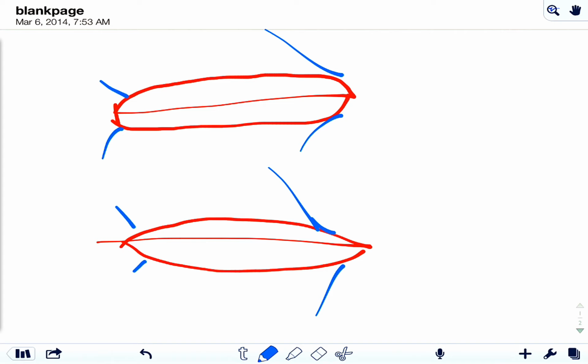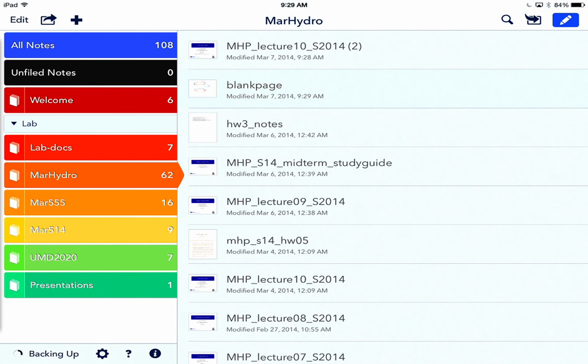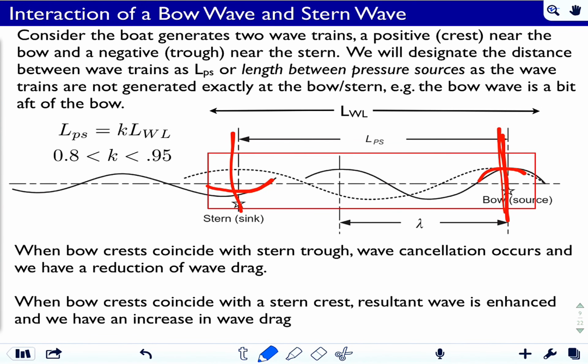So it depends highly on CP, the prismatic coefficient, which again is how much volume is pushed forward. A higher prismatic coefficient means more volume forward. A lower prismatic coefficient means less volume forward, pointier ends. Let's go back to our lecture. So that's this K here. K tells us we have LPS, the distance between pressure sources. Again, a nomenclature I had not seen before, but that's what your book uses. The distance between pressure sources is equal to K times LWL.